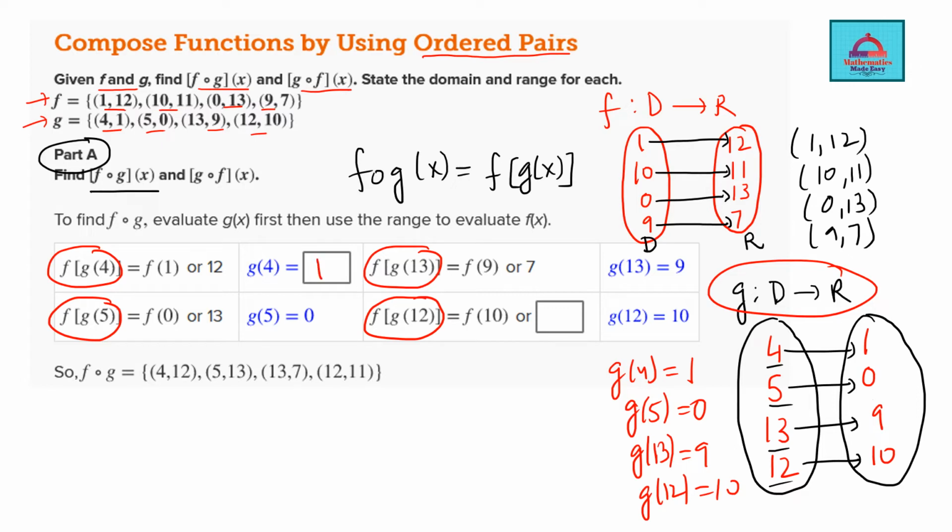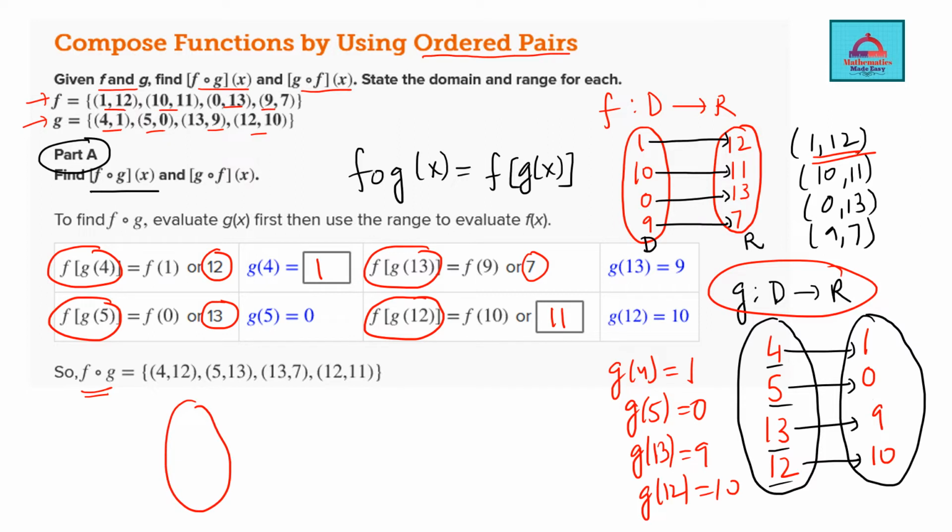So this is 1, and now f of 1. f of 1 means it is going to 12. Answer is 12. f of g of 5 means f of 0 going to 13. f of 7 going to this, and f of 10 is going where? 11. So the 4 points that will come in f of g would be 4, 5, 13, 12.